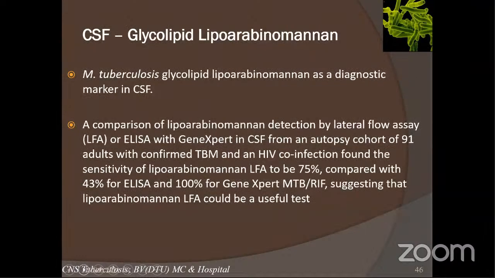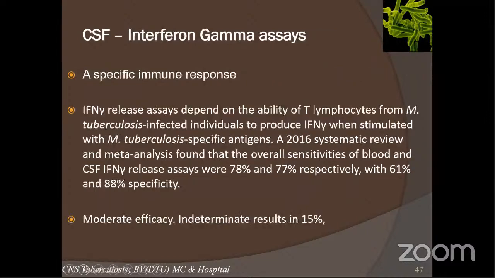So then there is lipoarabinomannan as a diagnostic marker in CSF, and this also has good sensitivity but is not widely available. So I am not going to discuss this much. Now the other thing is the interferon gamma assays, and the specific immune response.